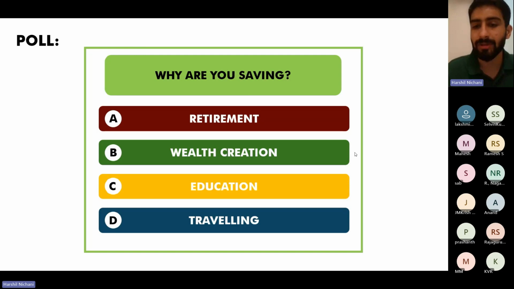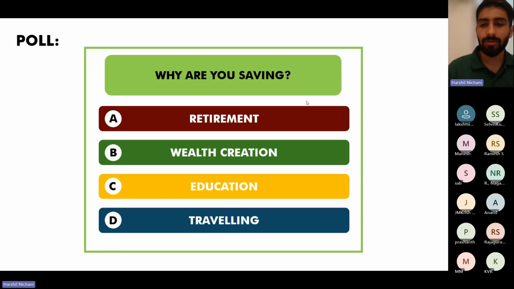A couple of retirement answers, a couple of wealth creation answers. Education, wealth creation. Somebody is saving for everything except traveling. If there are any other answers also, okay, you're saving for capital protection. Very good. Wealth creation, wealth creation. So most of you have narrowed down to two things: one is retirement and the other one is wealth creation.